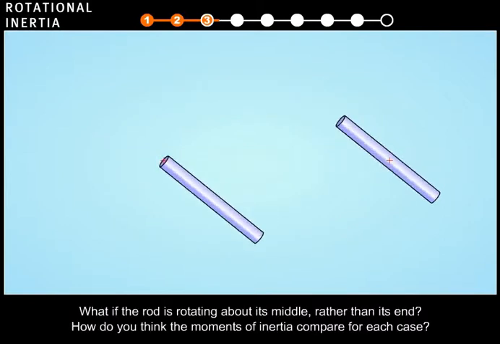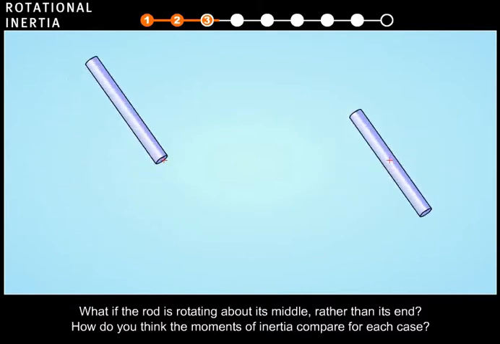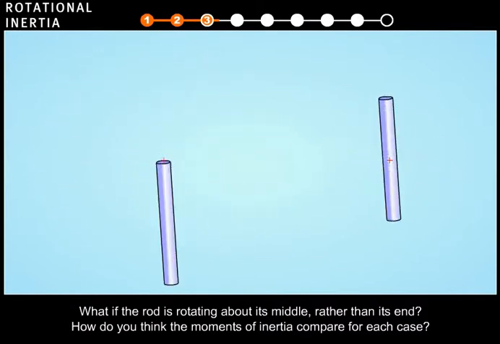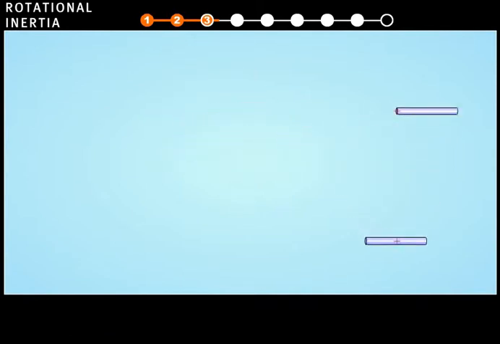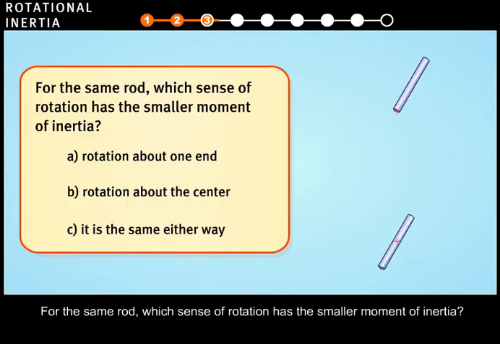What if the rod is rotating about its middle rather than its end? How do you think the moments of inertia compared for each case? For the same rod, which sense of rotation has the smaller moment of inertia?